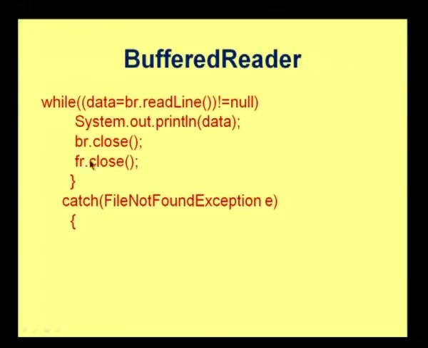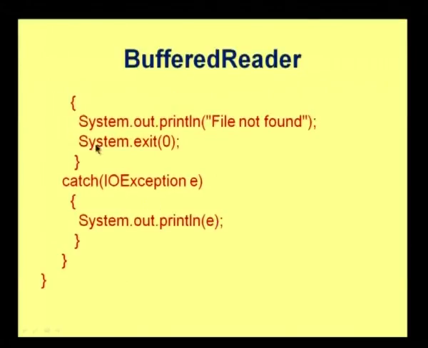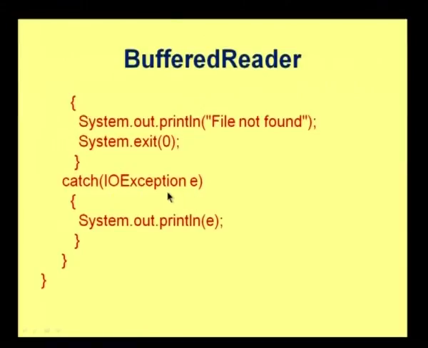Already we have said that whenever you open a reader or writer, whatever the classes you have, it should always be closed. So we have caught an exception called FileNotFoundException. This will be raised when the file you are trying to read is not found, since we are using a FileReader. And then here we have IOException. IOException is the base exception for all input and output.